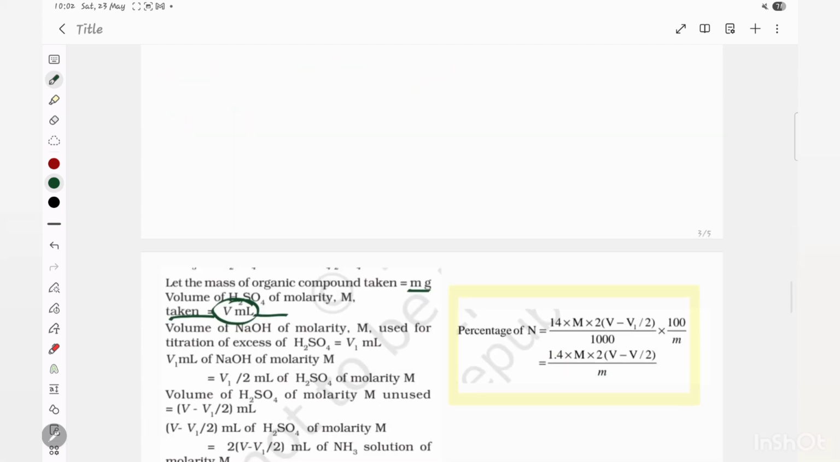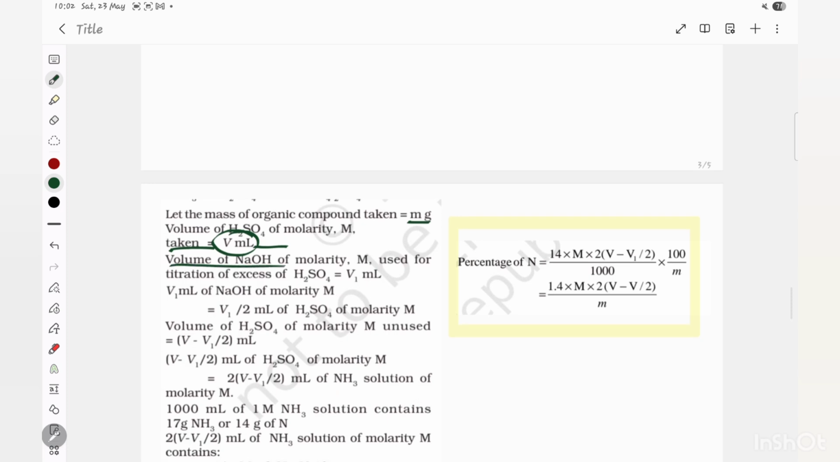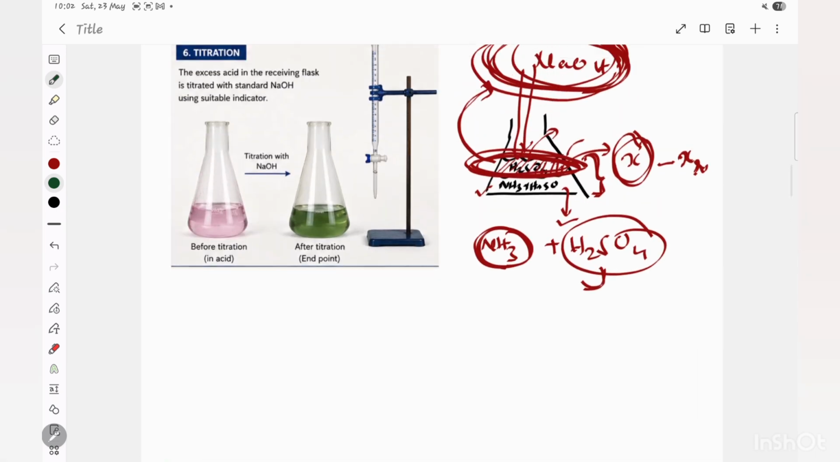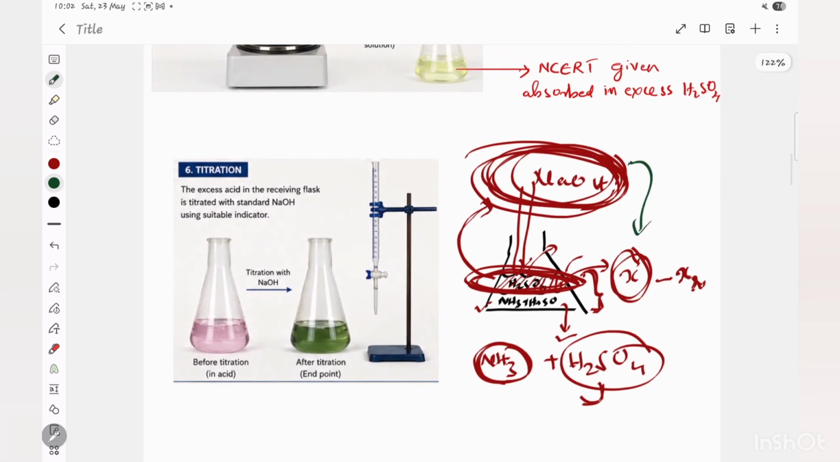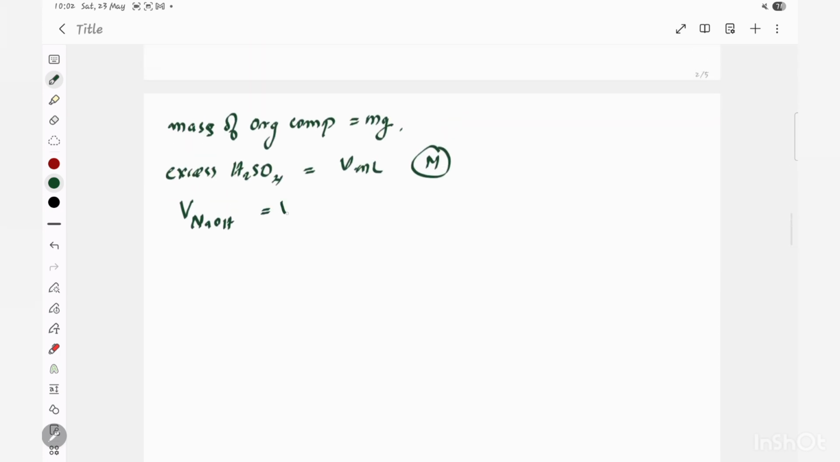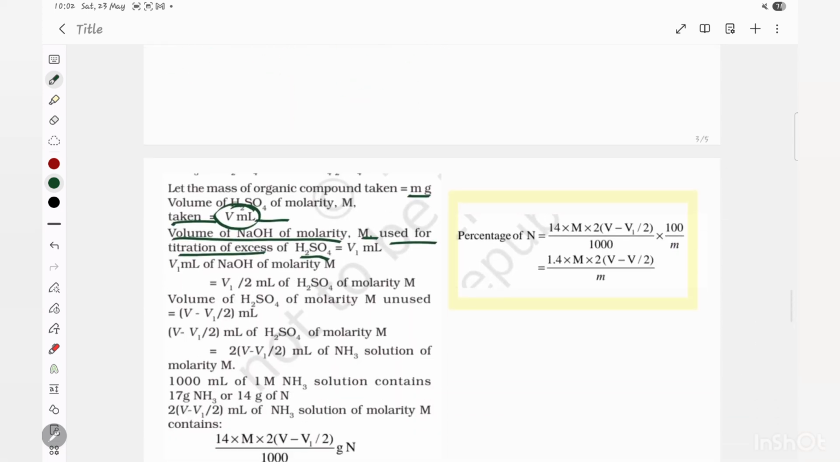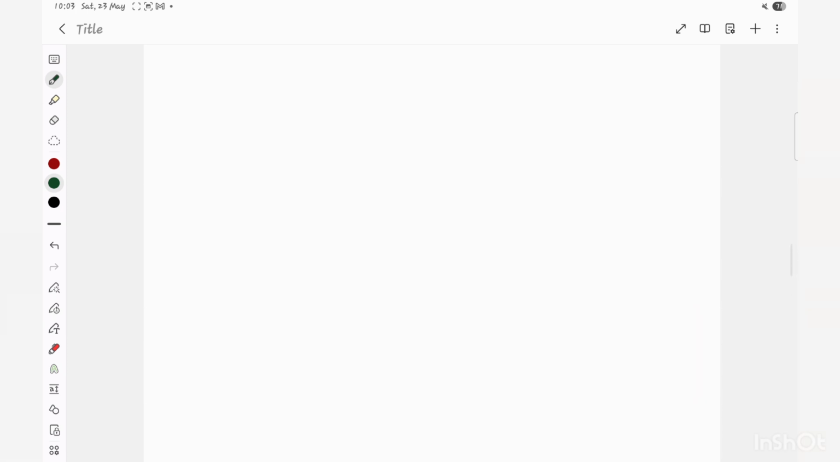Now you see the volume of NaOH of molarity M. Again, the volume of NaOH of molarity M used for titration of excess H2SO4 is V1 mL. So the volume of NaOH is titrated with excess H2SO4. That is how much? V1 mL, and its molarity is also M. This much only we required. Now I will come to how NCERT is explaining it, and how we will come to that equation.